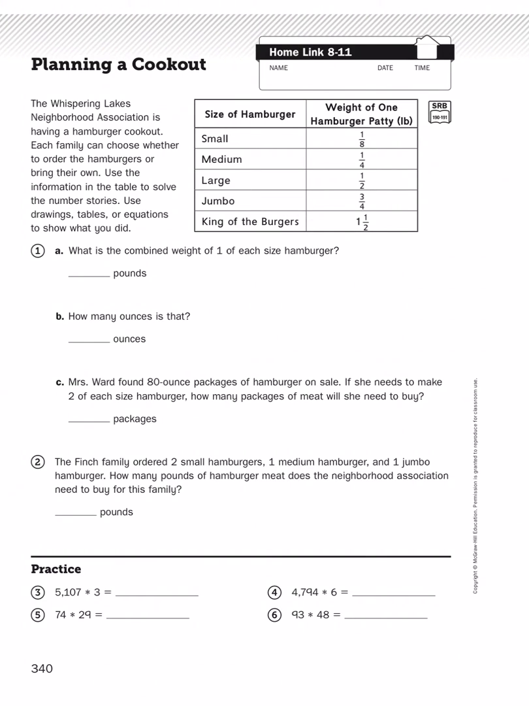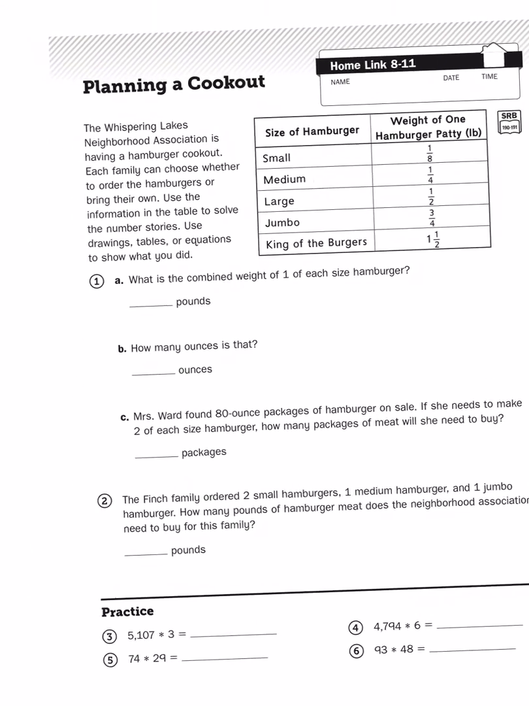It's Mr. Wassman, and today we are going to be solving some number stories that involve fractions and converting different units of measure. We are in our home links, Unit 8, Lesson 11. The lesson's entitled Planning a Cookout. Let's read the premise of the number story.